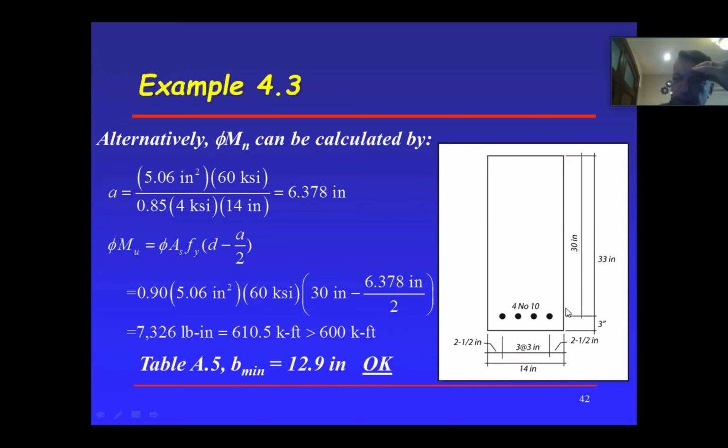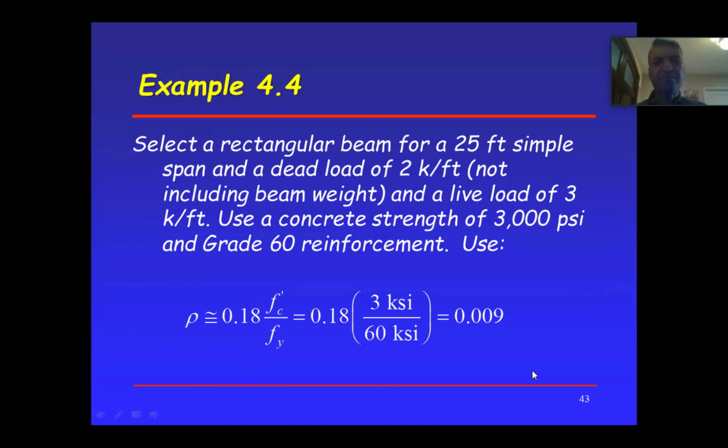Now, how do I know the spacing between these bars is okay? You look up that table I just showed you a minute ago, table A5. You say, for 4 number 10 bars, what is my minimum beam width? You're going to find the beam minimum is 12.9. But your width is 14, so you're okay. All right, so that's that.